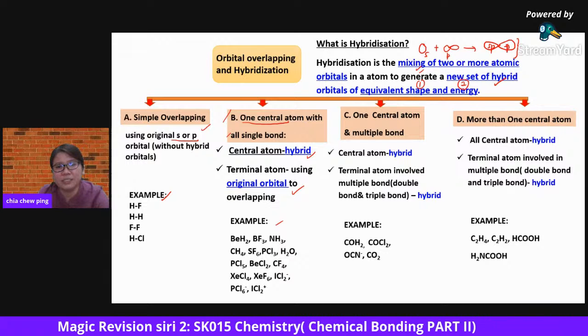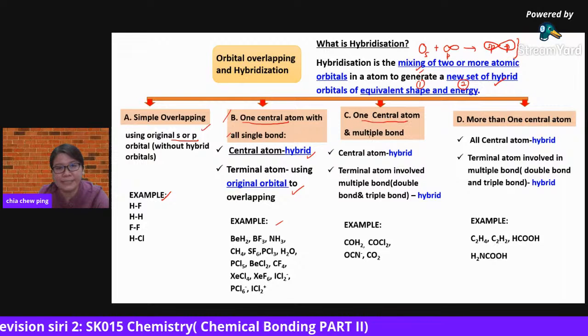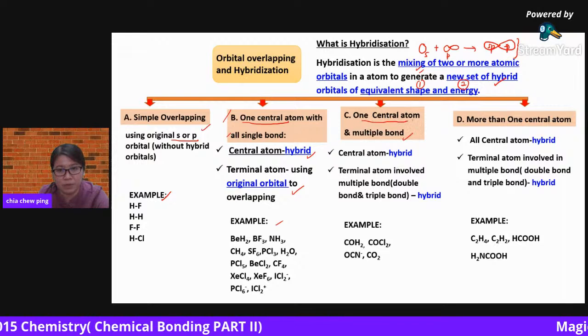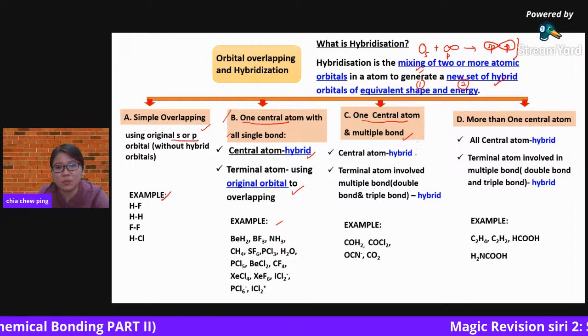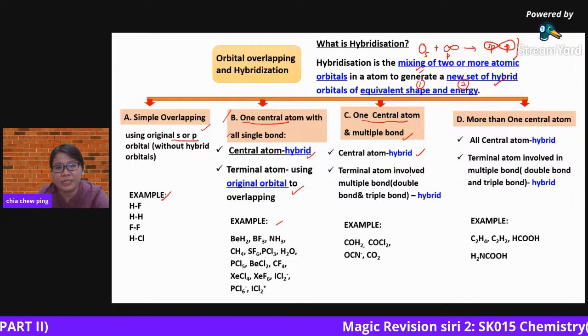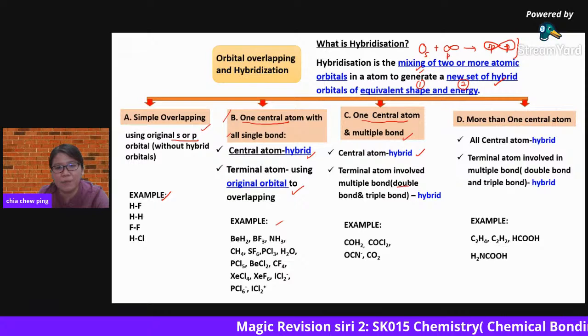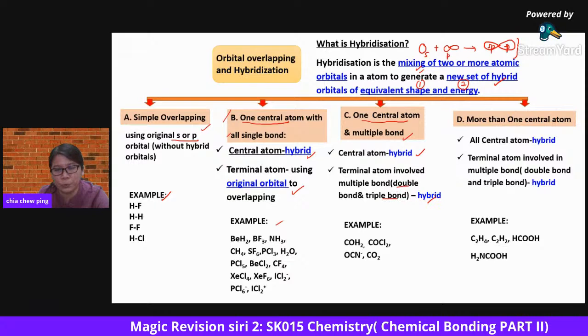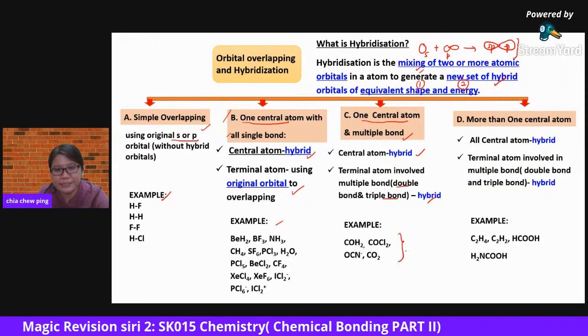Now how about case C? Case C is one central atom, but the central atom is involved in a multiple bond. For this case, the central atom is hybridized, and the terminal atoms involved in the multiple bond, like a double bond and triple bond, are hybridized also. So the example is like this.